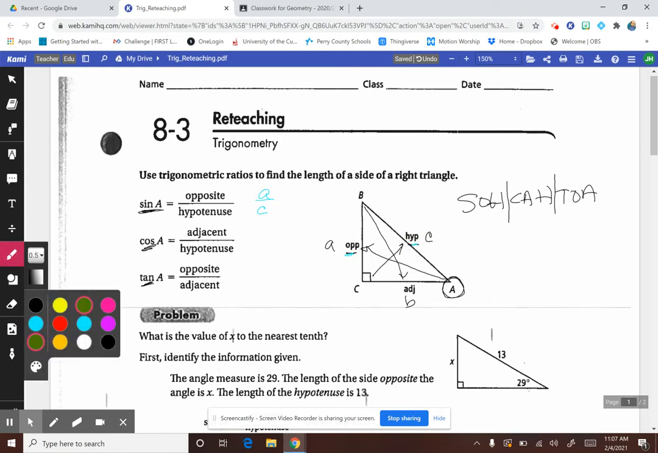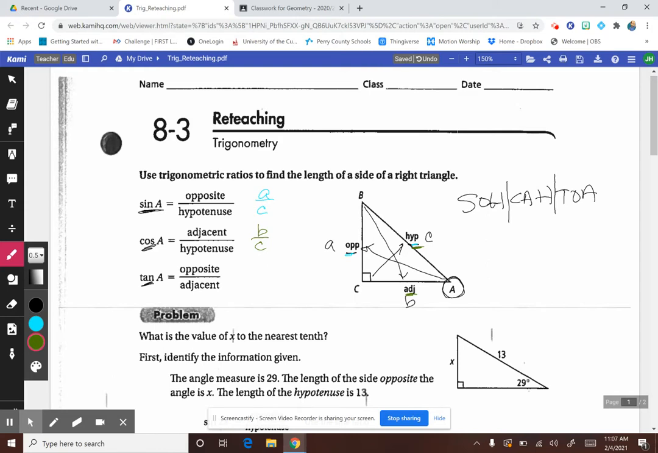Now let's talk about cosine of A. So again, I'm looking at angle A. Cosine is adjacent. So remember that it's the leg that is attached to that angle. So adjacent would be here, and hypotenuse would be right here. So our ratio would be B over C.